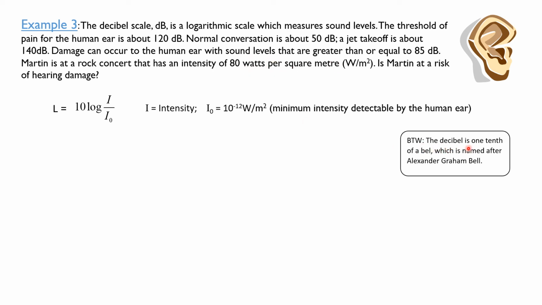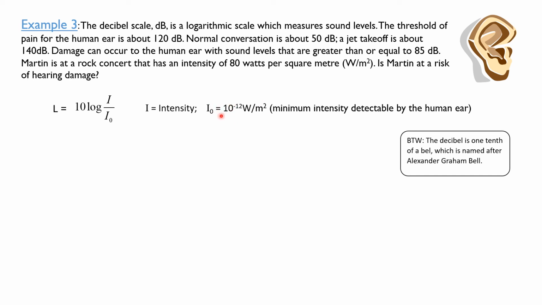By the way, the decibel is 1/10 of a bell. That's the deci part of it, which is named after Alexander Graham Bell. So we have an equation. You don't have to memorize it. I will give you this equation, and I is intensity. I naught is an interesting one here. I naught is 10 to the power of negative 12 watts per square meter. That's the minimum intensity detectable by the human ear. So that's always going to go in.